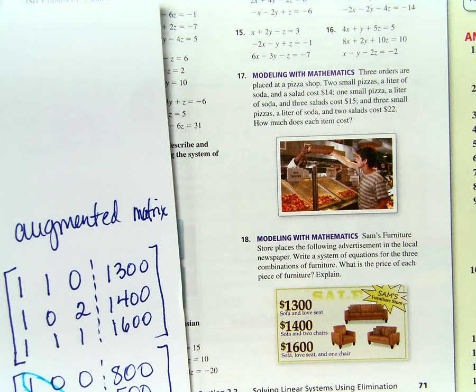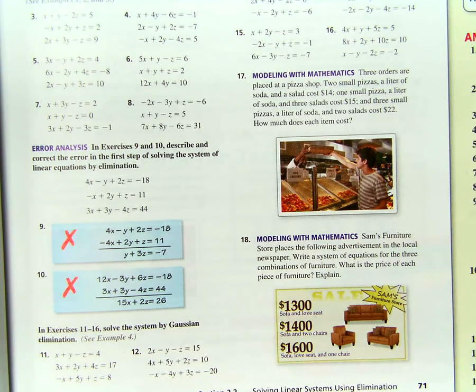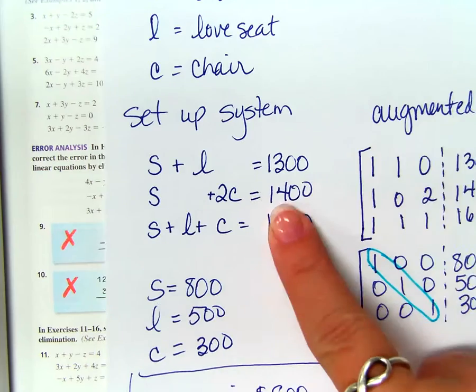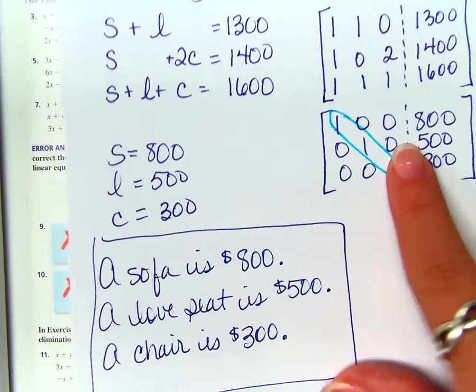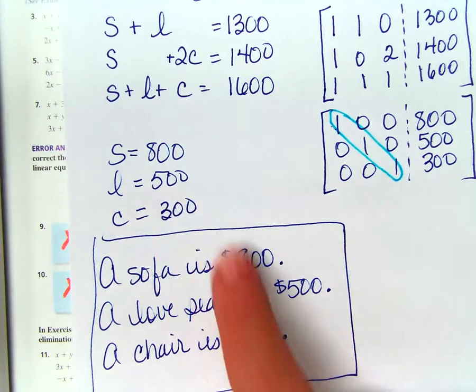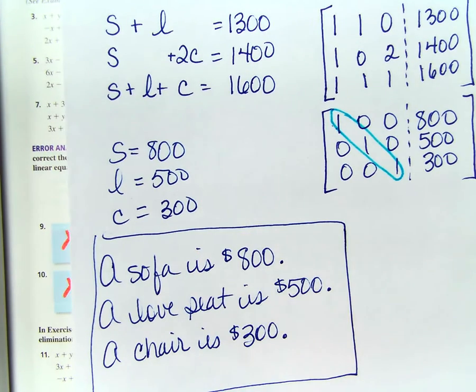Good? So you have some questions there on the sideboard. They all come from your workbook. So take the time to go through those today. Get your variables identified. Get your system set up. Write your augmented matrix. Get your answer matrix. Define your variables again. After you identified them, now we define them, and then we write our answer.